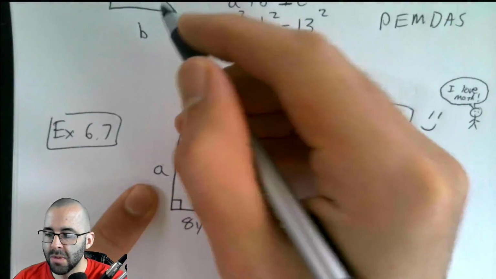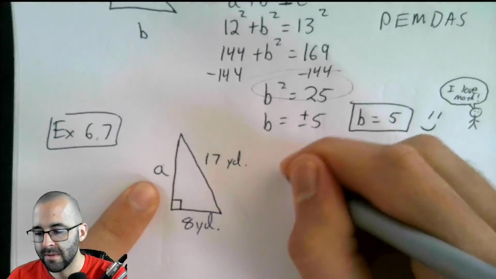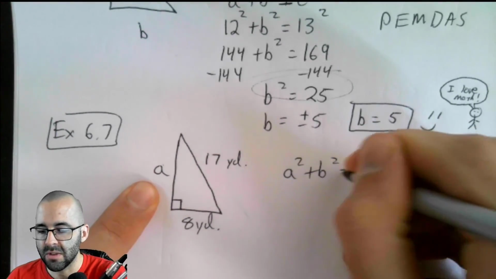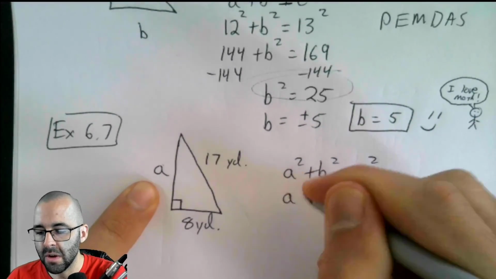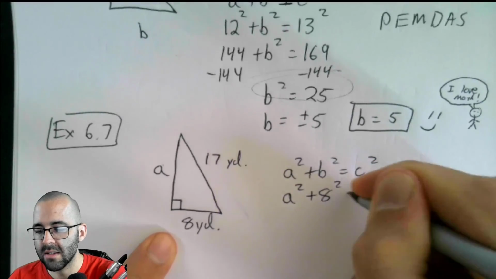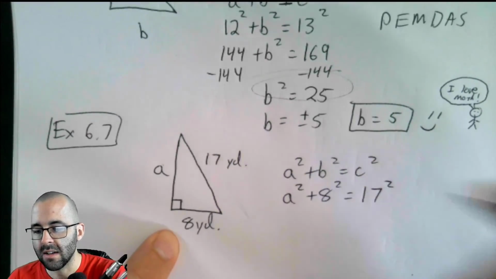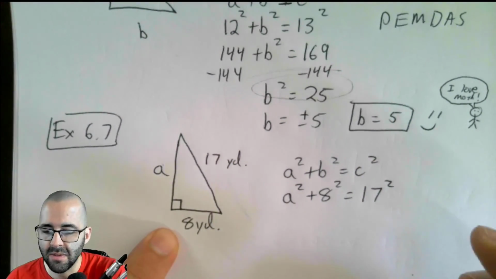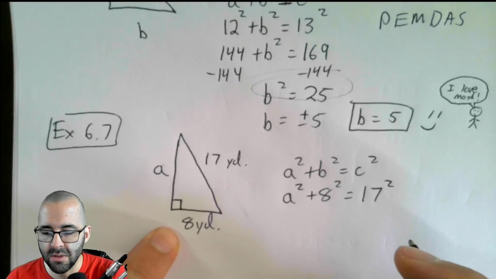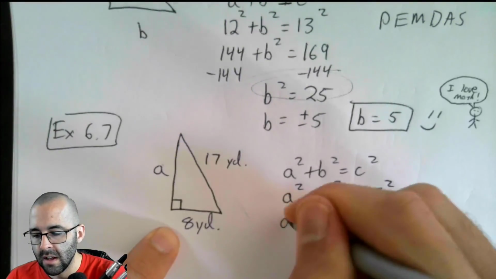So it's almost exactly like the previous problem now. A squared plus B squared equals C squared. We don't know what A is. We know B is 8. And we know C is 17. I'm going to go through this a little quickly since we've done it before, but feel free to pause or slow down the video. Simplify.